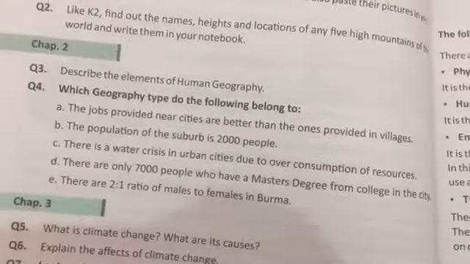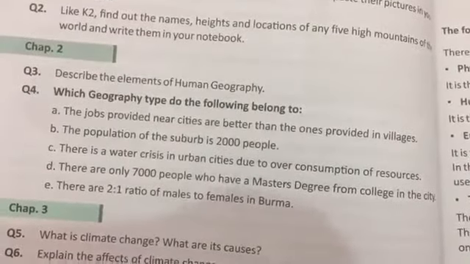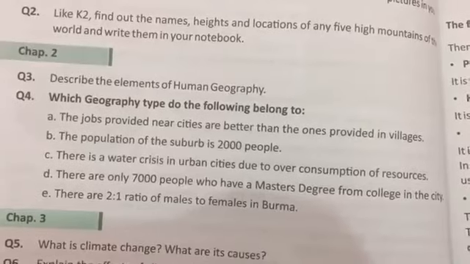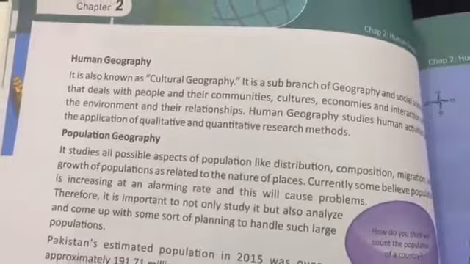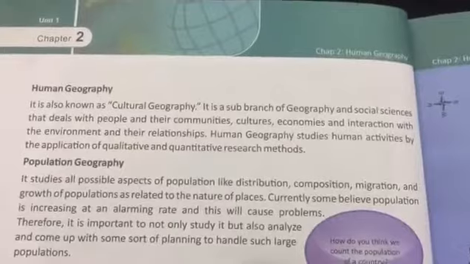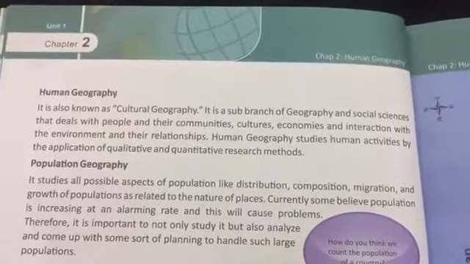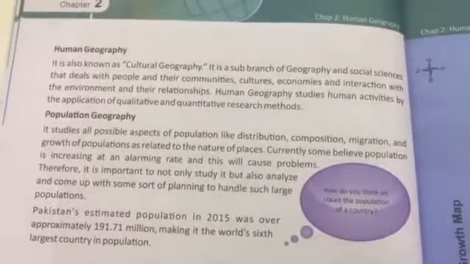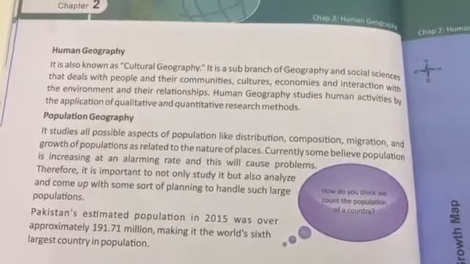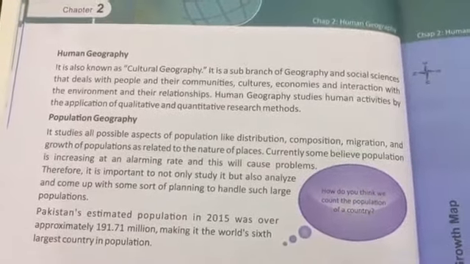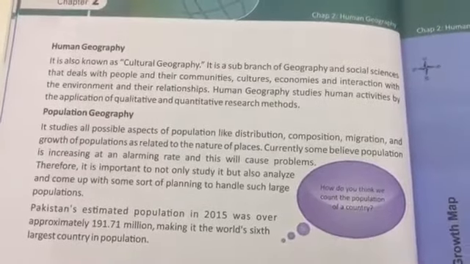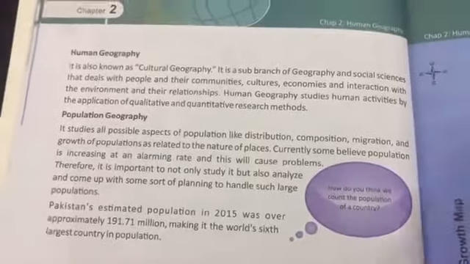Then we have chapter number 2. Chapter number 2, question number 3, you have to do it in your neat notebooks. Question number 3 is: describe the elements of human geography. You can find the answer on page number 10, the first paragraph, what are the elements of human geography. Try to write it in your own words: what is human geography, what do we study in human geography, and what are the elements of human geography.